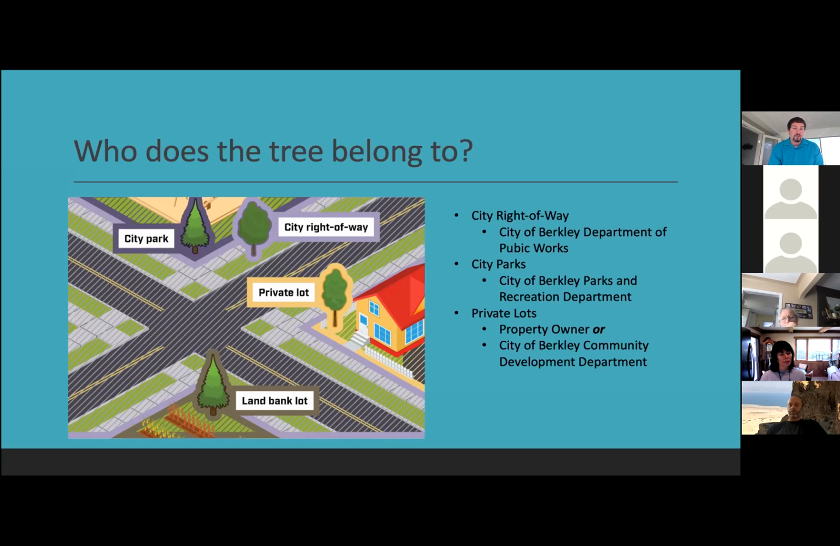The most complicated ones are the trees that grow on the corner between 4 lots, because there's just a lot of people involved in that decision, and usually they get a little tricky. You can see in the bottom of this picture here, it says a land bank lot. So if you have a nonprofit or a business or something like that, it needs to be acknowledged that that's a private entity of some sort.